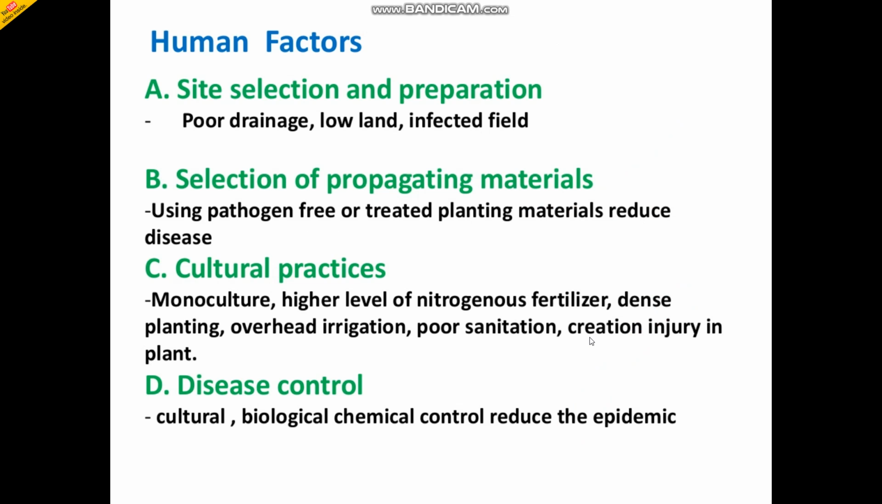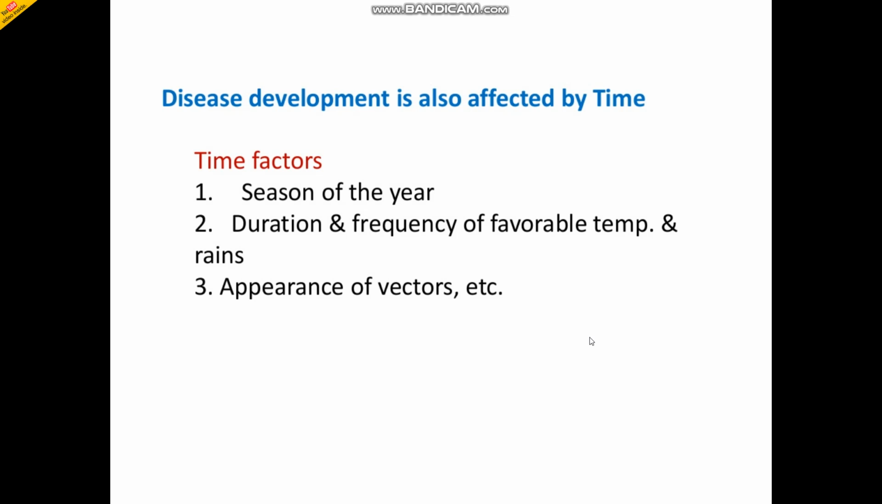Then human factors. Site selection and preparation: poor drainage and low-lying land make for infected fields. Selection of propagating material: using pathogen-free material and treating planting materials reduces disease. Cultural practices like monoculture, high levels of nitrogenous fertilizer, dense planting, overhead irrigation, poor sanitation, and creation of injury in plants increase disease. Disease control by cultural, biological, and chemical means reduces epidemics. Disease development is also affected by the time factor, like the season of the year, the duration and frequency of favorable temperature and rains, and the appearance of vectors, for example.